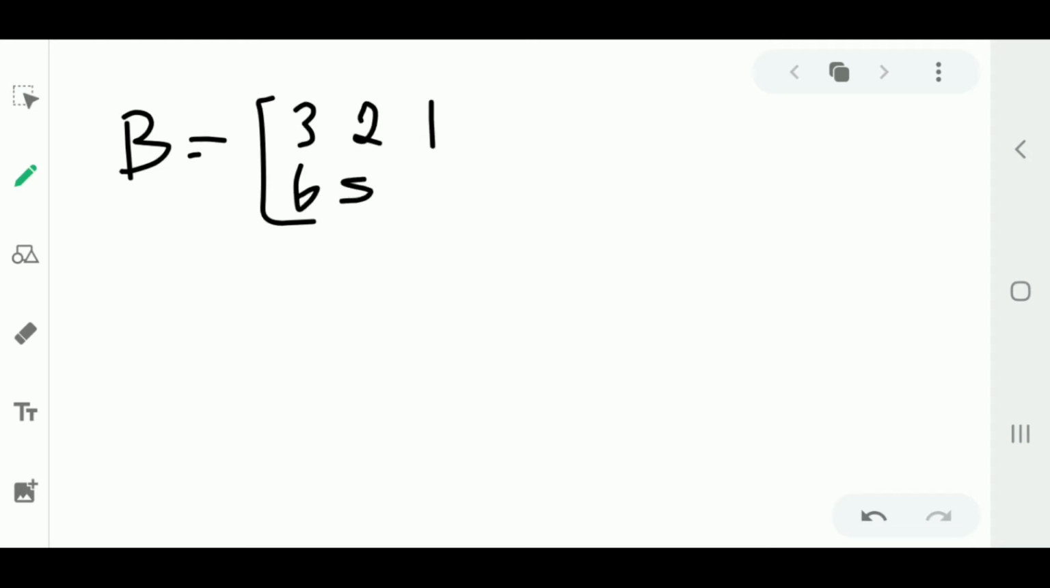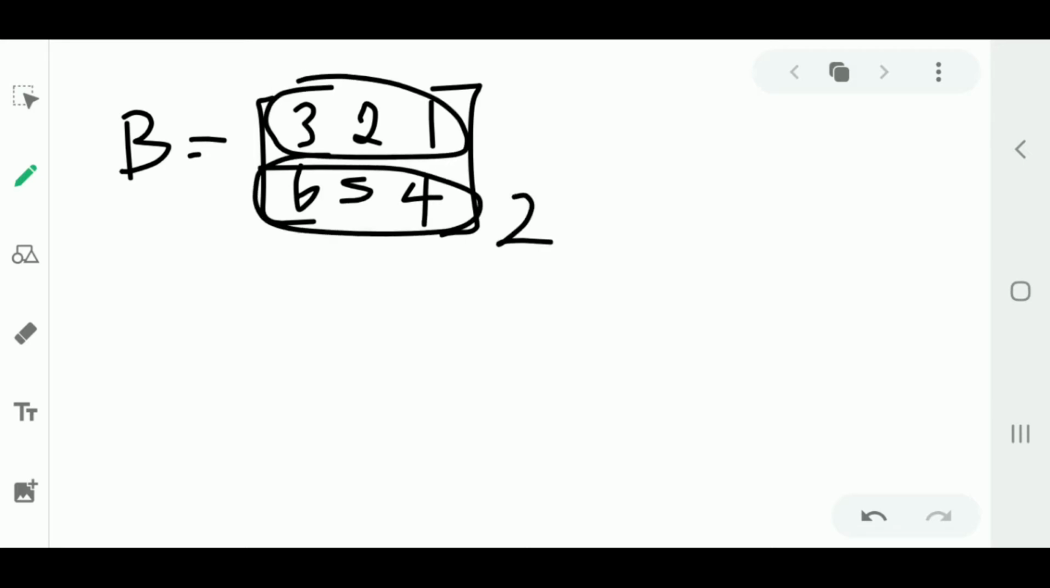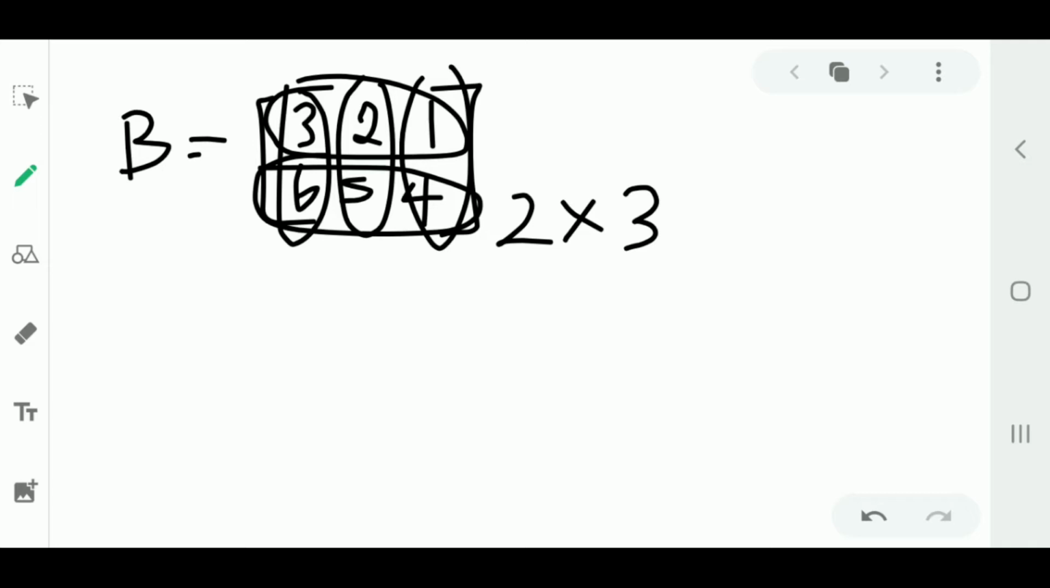Let's try another one. Let's say B is equal to... so we go 1, 2, that means we have 2 rows, and we go like this, 1, 2, 3. So this is a 2 by 3 matrix. So each letter or number is called an element.